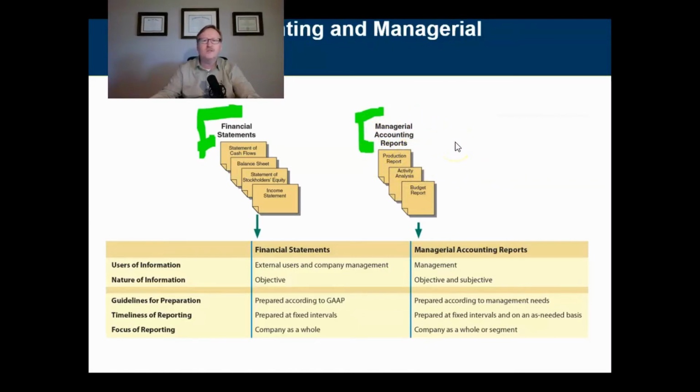They're internal reports. Now, look here, objective. Nature of information, objective. That means, like we said before, verifiability. Can I verify these numbers? I need to know that they're correct. How about over here? What says objective and subjective? So if I'm doing a production report, I might do an objective production report of what we've been doing, but I'm also going to guess, like, what are we going to do next year? What are we going to do next quarter, right? Subjective. Users, internal and external, we talked about that. And guidelines for preparation, GAAP, we talked about all these. Timeline, company as a whole, segments.